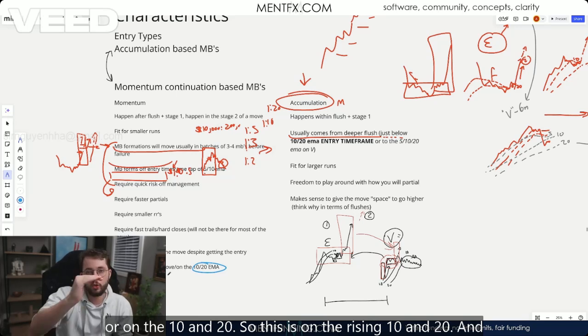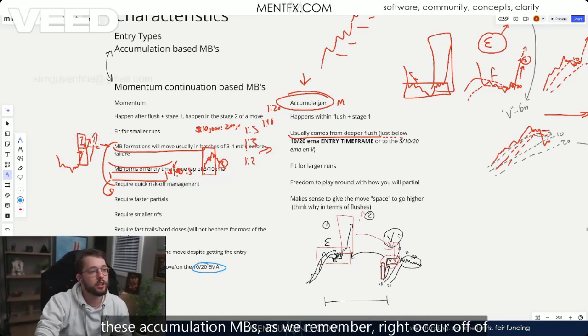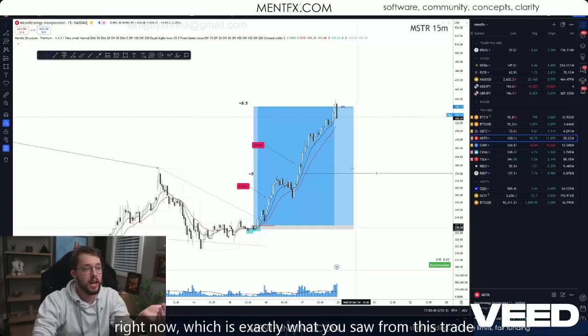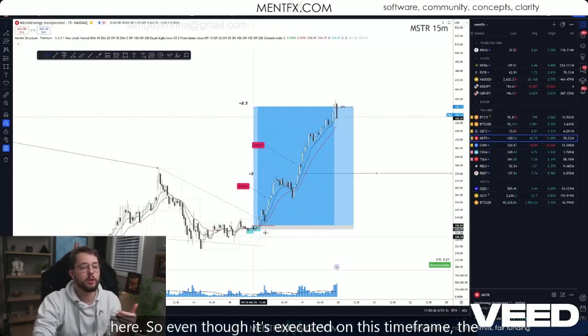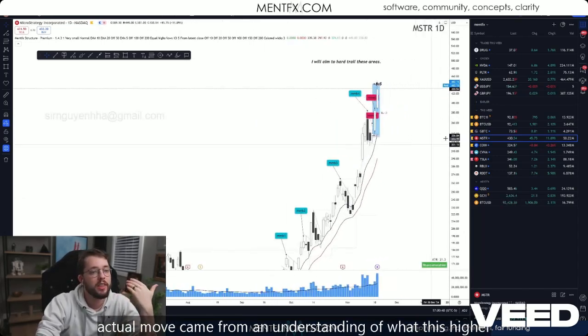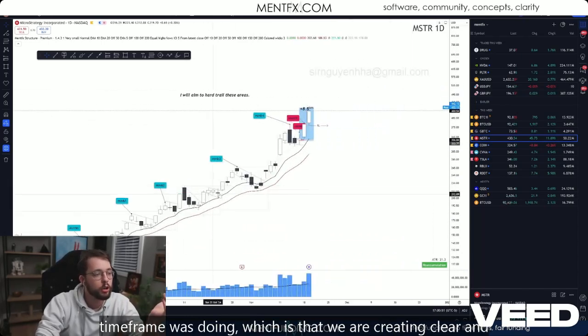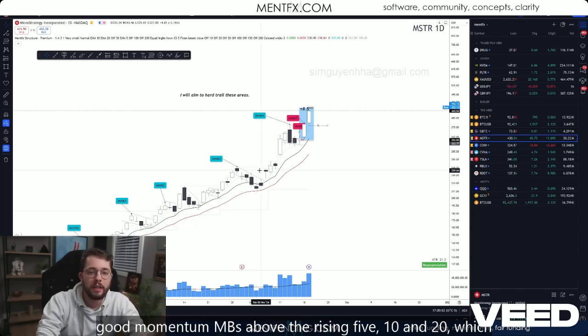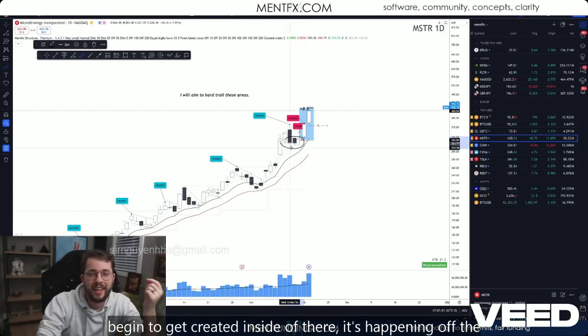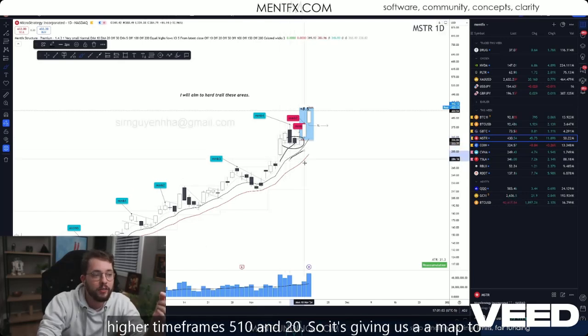above or on the 10 and 20. So this is on the rising 10 and 20. And these accumulation MBs, as we remember, occur off of the higher timeframes, the validation timeframe 5, 10, and 20, which is exactly what you're seeing me talk about and use right now, and exactly what you saw from this trade here. Even though it's executed on this timeframe, the actual move came from an understanding of what this higher timeframe was doing, which is that we are creating clear and good momentum MBs above the rising 5, 10, and 20, which means that as these accumulation MBs get created inside of there, it's happening off the higher timeframes, 5, 10, and 20.